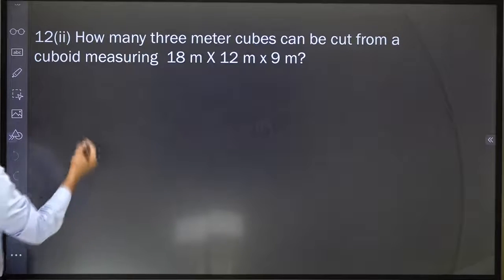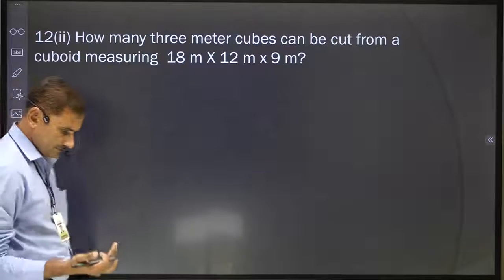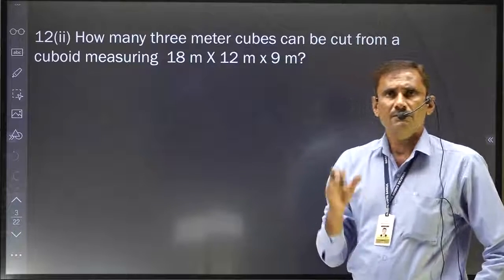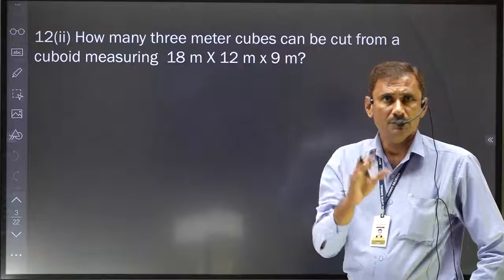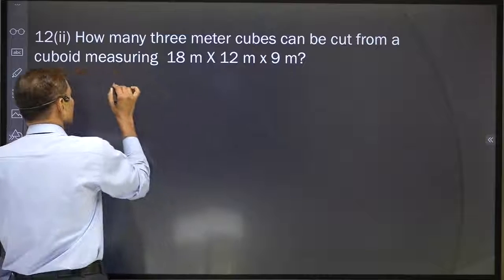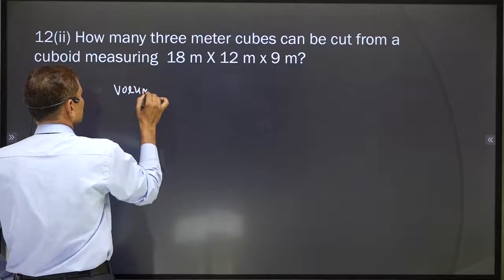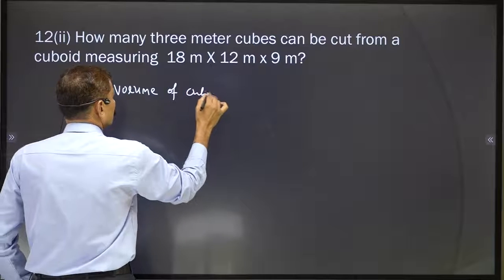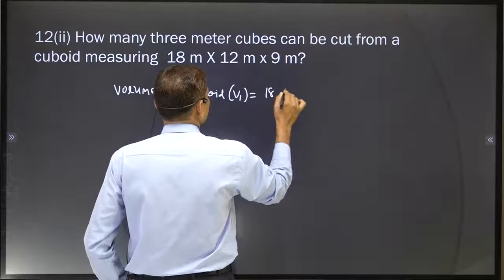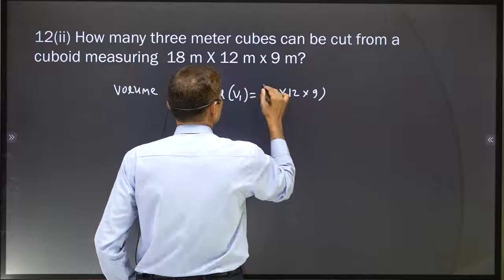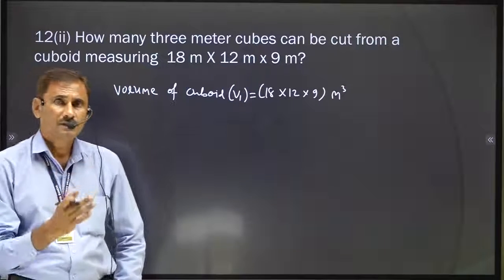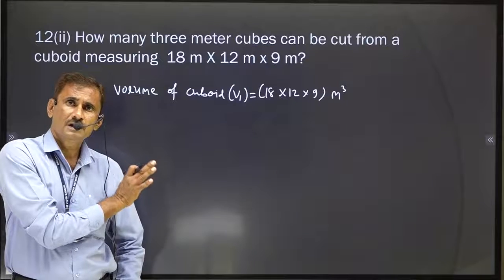Okay, so directly you can write the number of cubes, actually you can find the volume of each one also, and then divide the volume of the cuboid upon the volume of the cube. So let's find first of all the volume. So the volume of the given cuboid, let's say it is V1, is equal to what? 18 into 12 into 9 meter cube. But we are not going to multiply here, because for cancellation purposes, just keep them as they are.